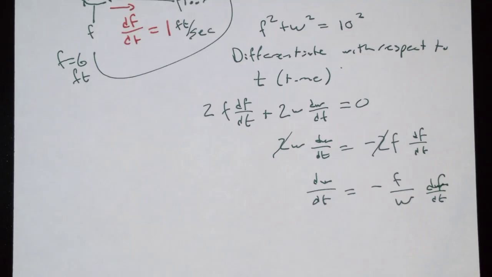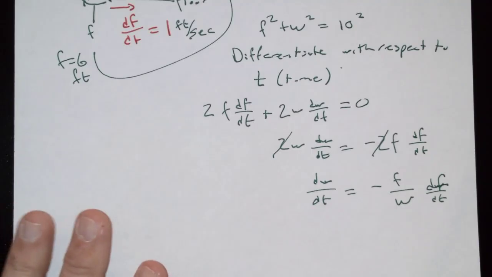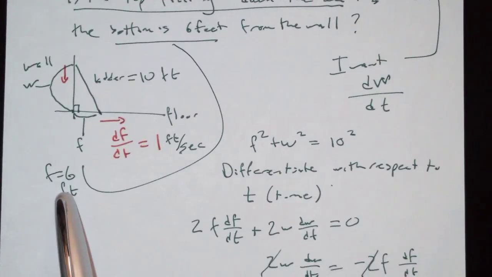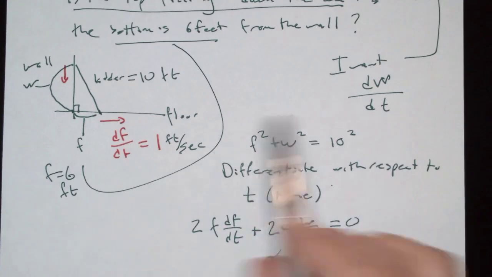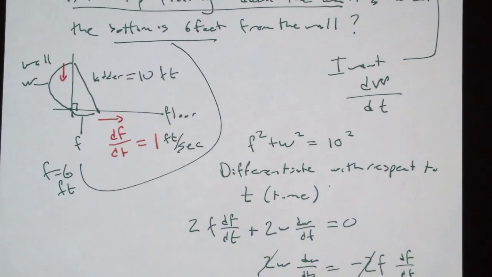Do you know f? Do you know df dt? Do you know w? Right, I don't have W up here on my picture, right? I have F, I have the df dt, I don't have W, but I can use Pythagoras to get it.